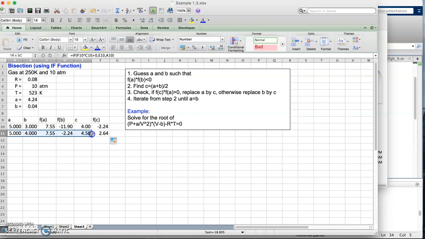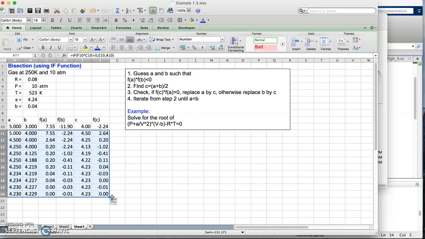I'm going to highlight all this and just drag it down until you see that A and B become equal. So, well, A, we are getting closer, starting from 5.3. Now we're getting close to 4.2 and 4.2, but they're not equal up to 3 digits. So I'm going to go down one more step, and there you go. So up to 3 digits, they're equal. So this is going to be the root.